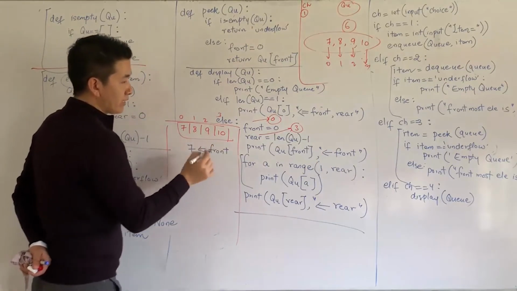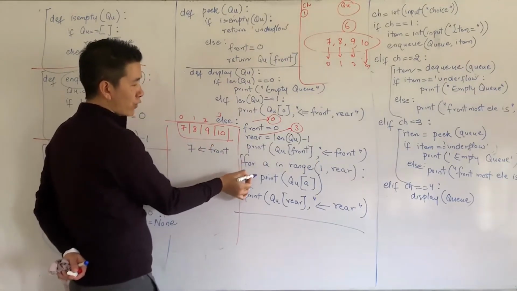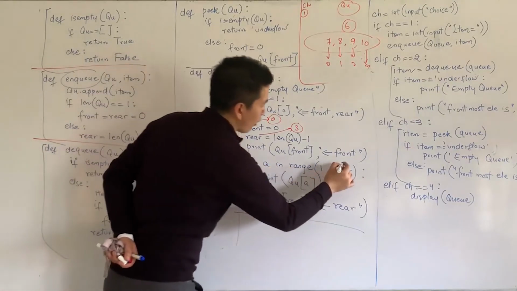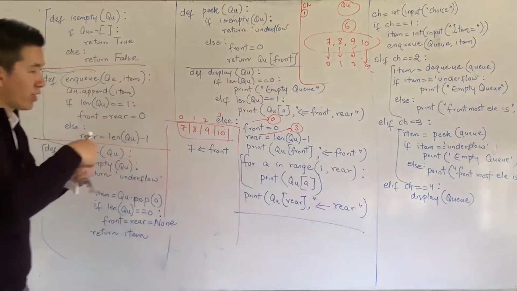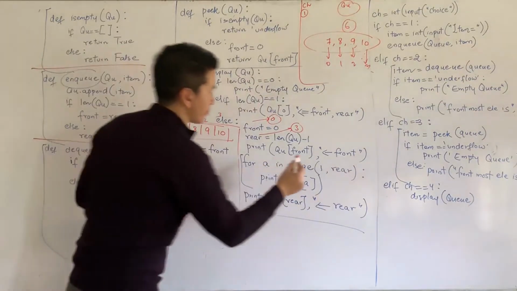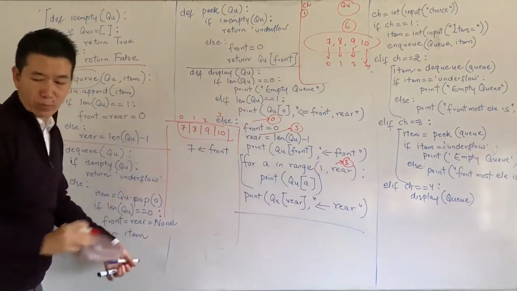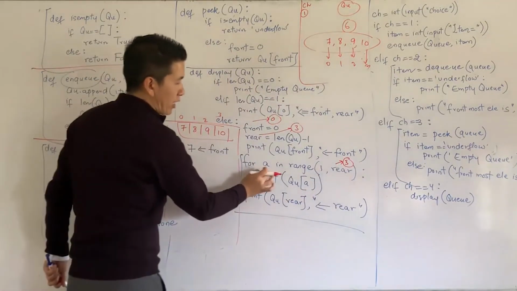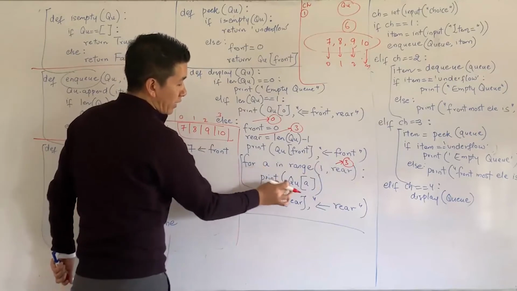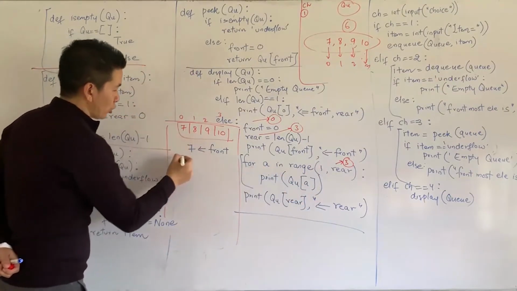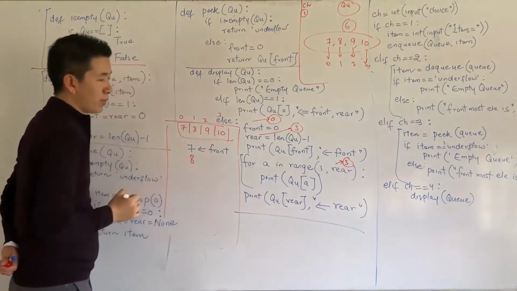Okay, and then I now go for the for loop. A in range 1 comma the value of rear, which is how much? It's 3. So the value of A will start from 1. Q of 1 means you're referring to 8, so this 8 will be printed.